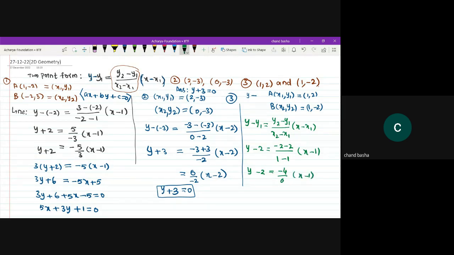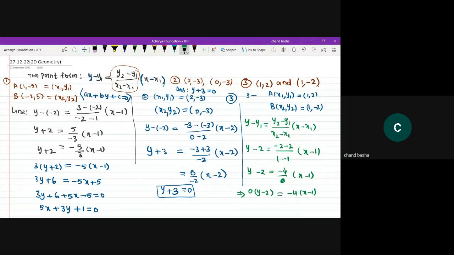But don't do like this, because whenever two points are given, we must have one line. Definitely, we must have one line passing through these two points. 0 will be on the left hand side: y minus 2 is equal to minus 4 into x minus 1. Hope you can understand my point. This step is important, guys.